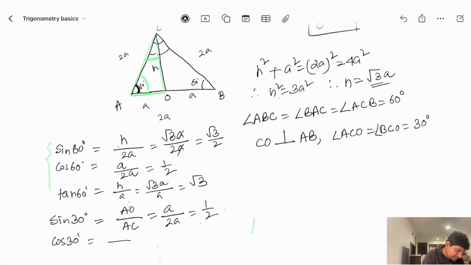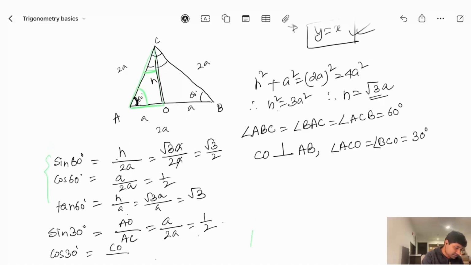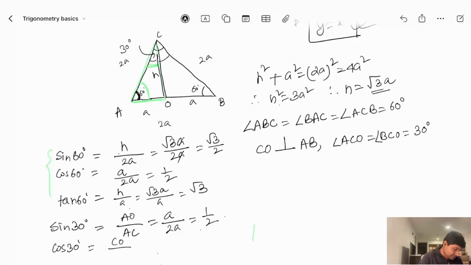Cos 30 degree is again the base divided by hypotenuse. Now here the base is CO, for this particular angle. This is your base for this 30 degree. So this is our 30 degree, just for your understanding. CO divided by AC. What is CO?